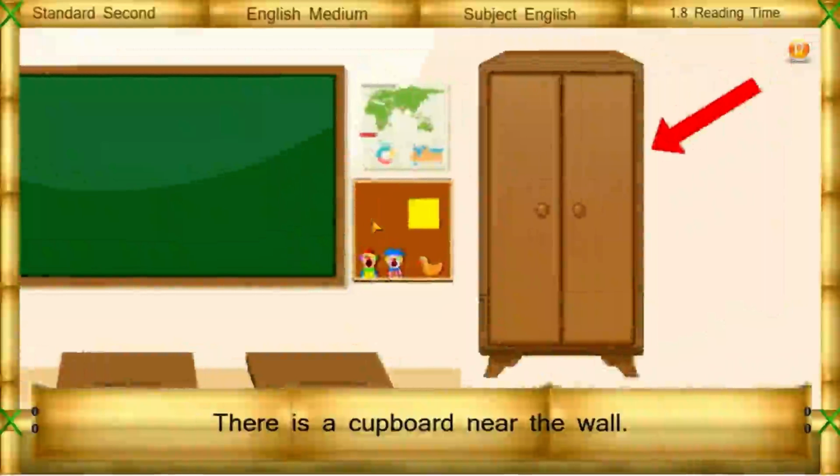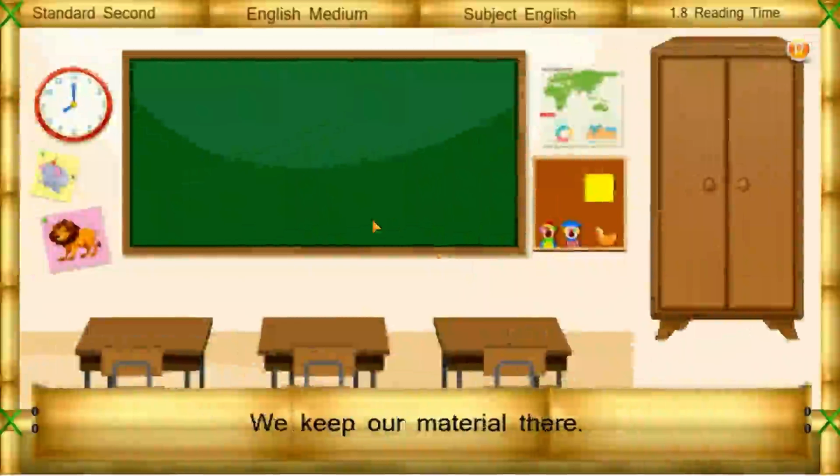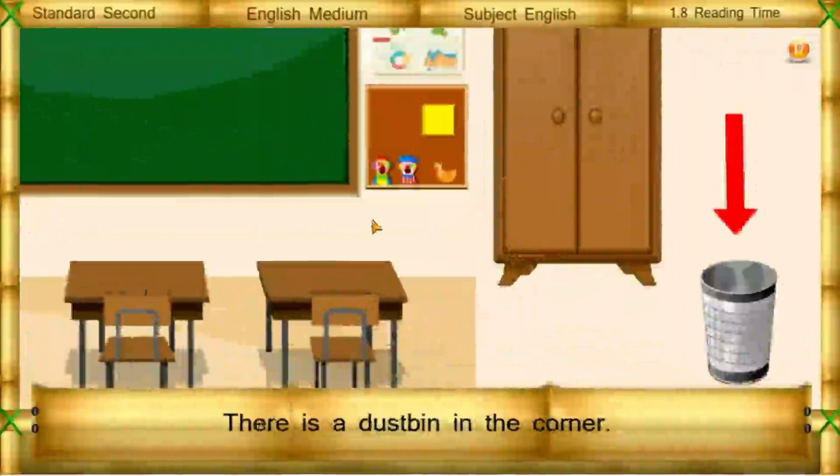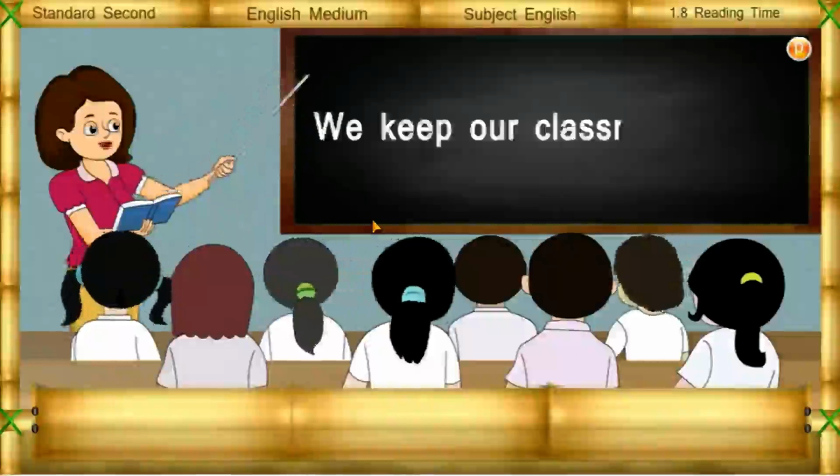There is a cupboard near the wall. We keep our material there. There is a dustbin in the corner. We keep our classroom clean.